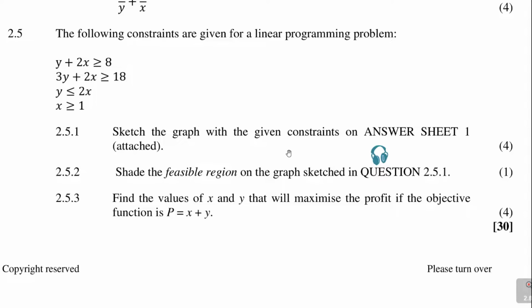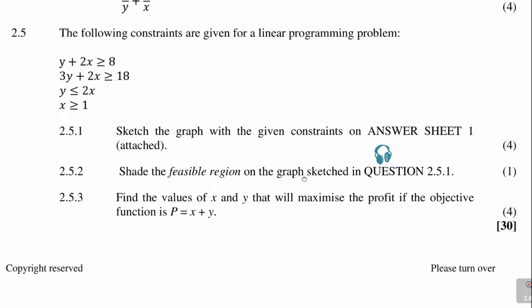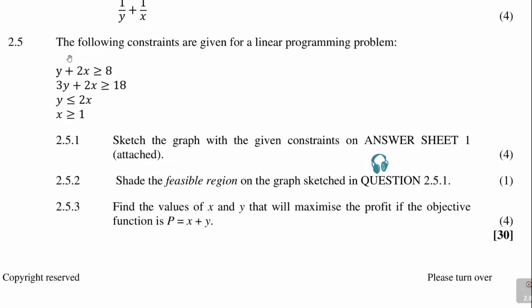Alright. Now, having done that, this time is now sketching. The following constraints are given for a linear programming problem. It's been some time I did this one, but it's linear programming, but let's get it done. It says the following constraints are given: y plus 2x is greater than or equal to 8, 3y plus 2x is greater than or equal to 18, y is less than or equal to 2x, x is greater than 1. Sketch the graph with the given constraints on the answer sheet attached.